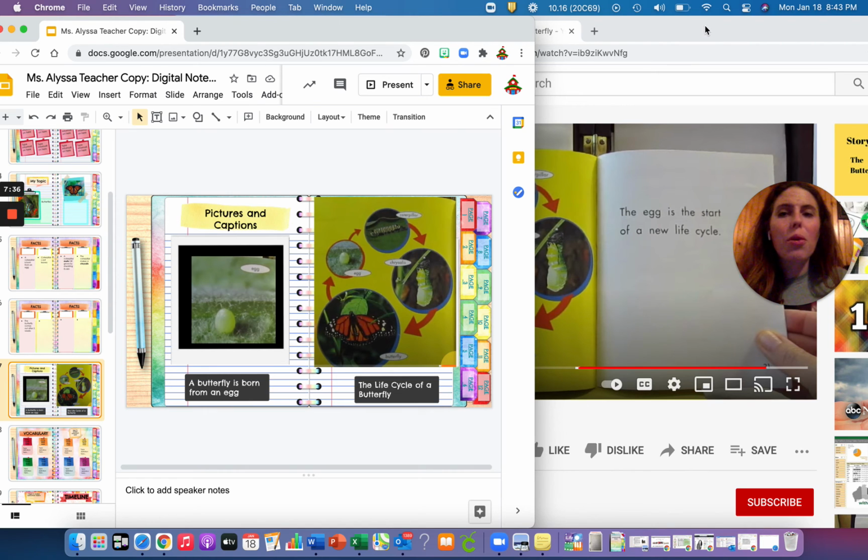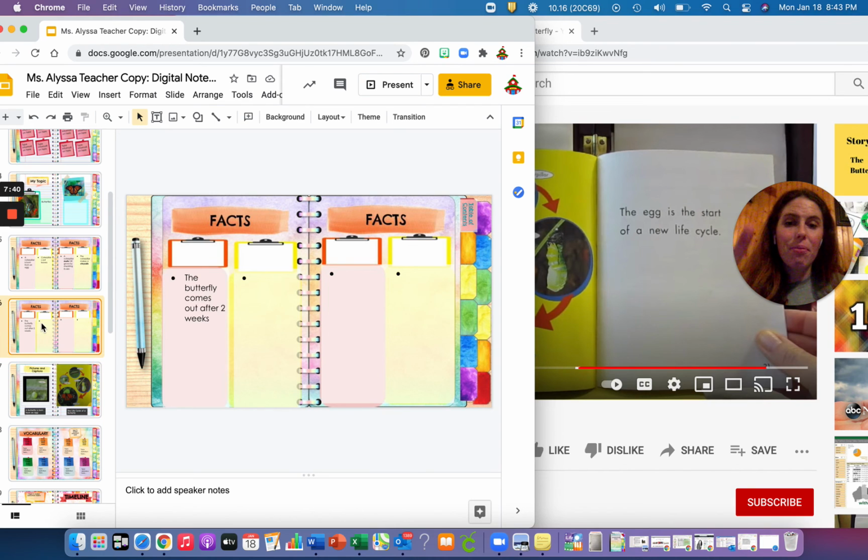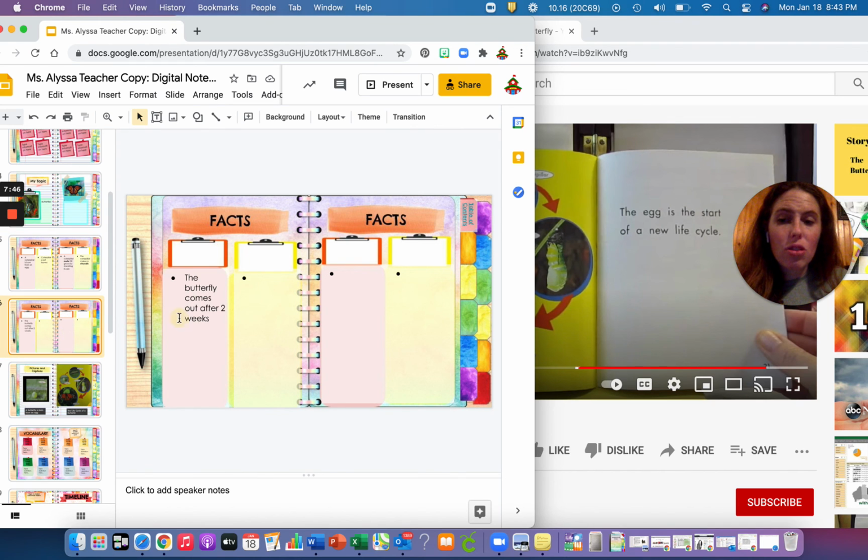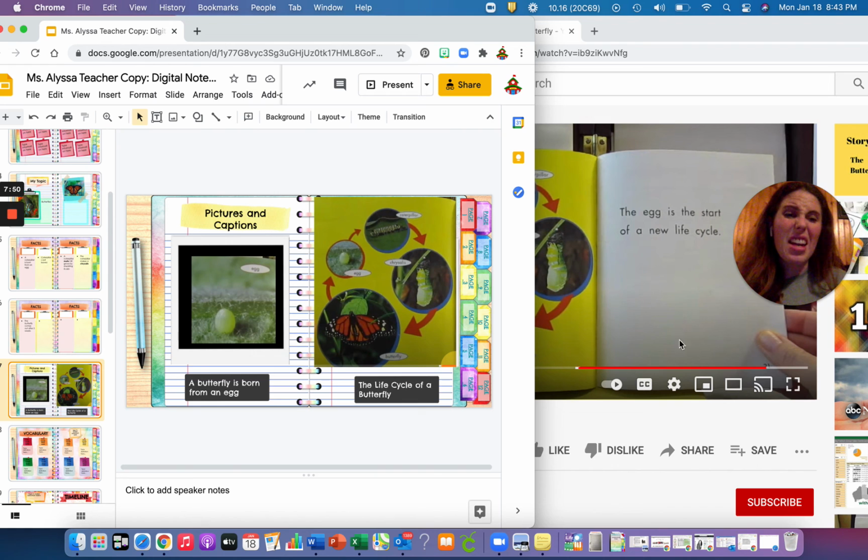Friends, today you're going to only write 2 to 3 new facts, and you can see I did that. I added 3 facts: 1, 2, and then my third was my picture. And now I'm done with this book. So tomorrow when I research, I'll start with a new book.